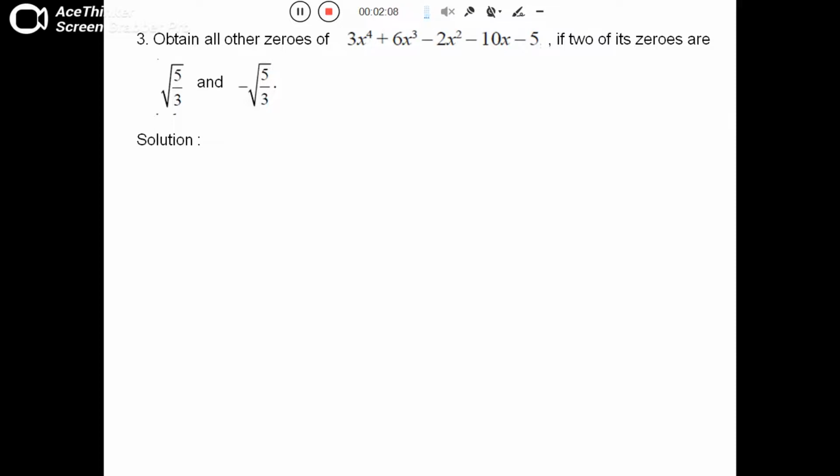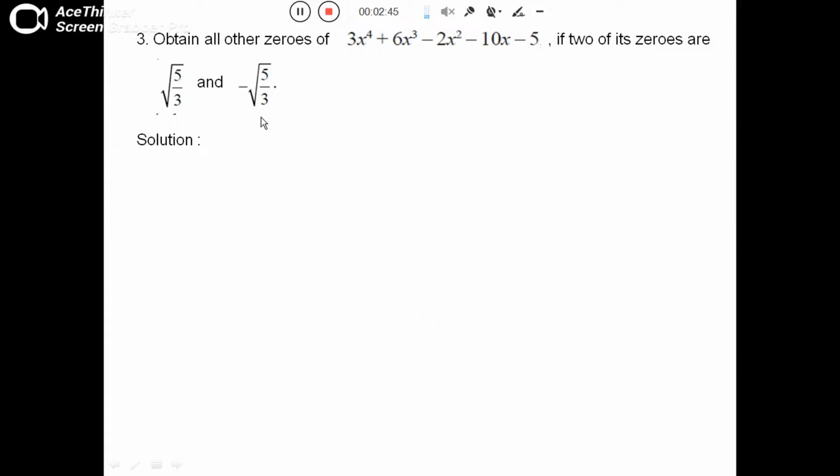So as your polynomial is a biquadratic polynomial because its degree is 4, you have read in class 9th that a biquadratic polynomial has at most 4 zeros. Here 2 zeros are given, it means the remaining 2 zeros we have to find. Obtain all the zeros means 2 zeros are given, 2 zeros we have to find out. So let us see how to find.